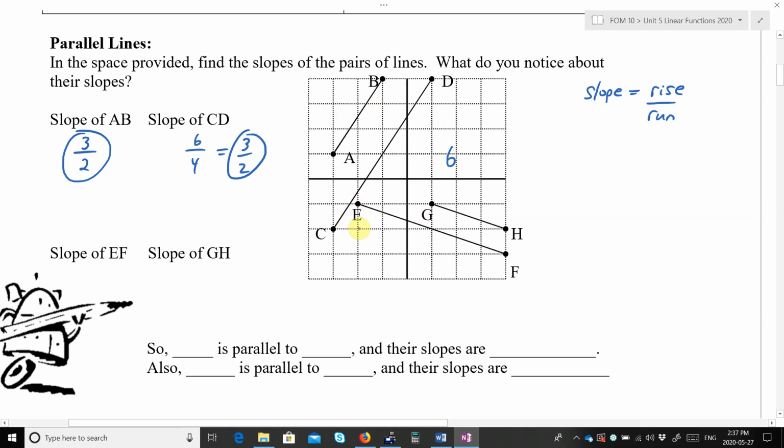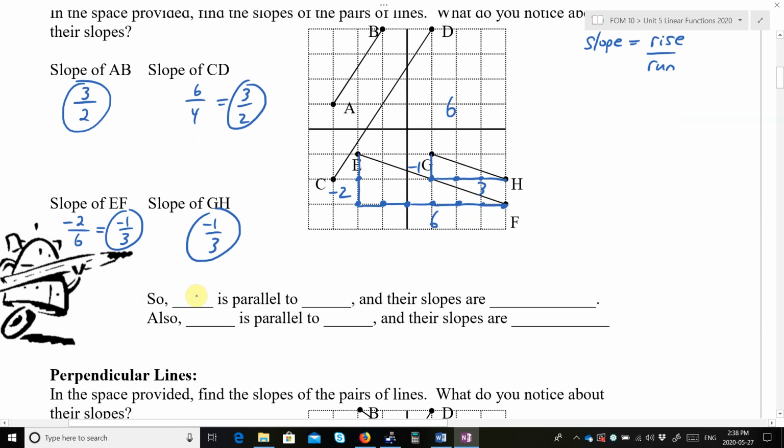The slope of EF would be like this, 2 down, and 1, 2, 3, 4, 5, 6. So we have a negative 2 rise and a 6 run. So the rise is negative 2 over a run of 6. In lowest terms, that's negative 1/3. And the slope of GH is 1 down, 1, 2, 3 to the right. So negative 1 rise and a positive 3 run. Okay, and you can see that those end up being equal.